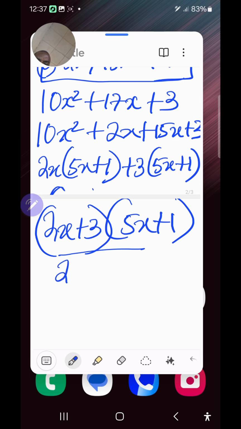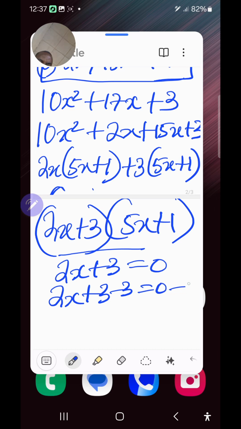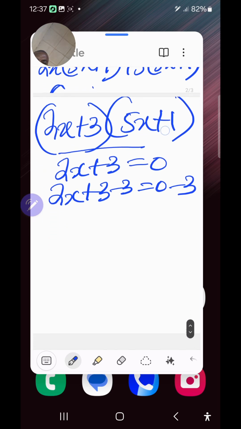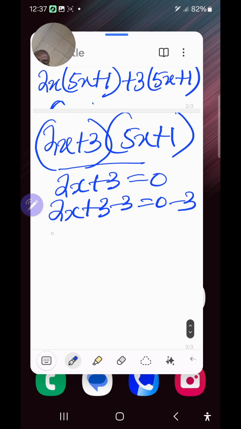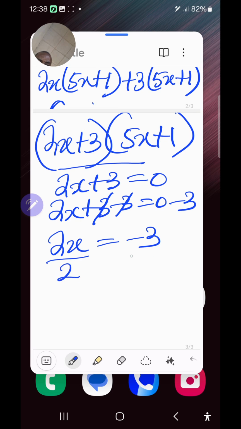Then if you want to find the value of x, you say 2x plus 3 equals 0. Then you subtract 3 from both sides, which gives 2x equals minus 3. You divide both sides by 2, which gives x equals minus 3 over 2.